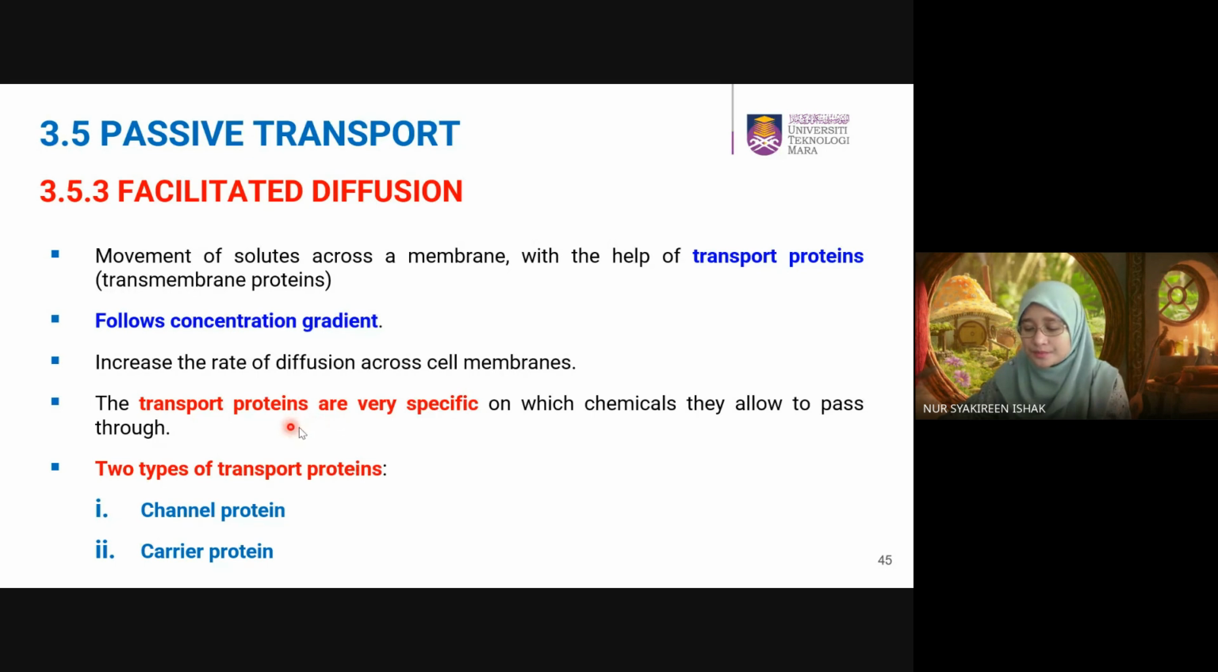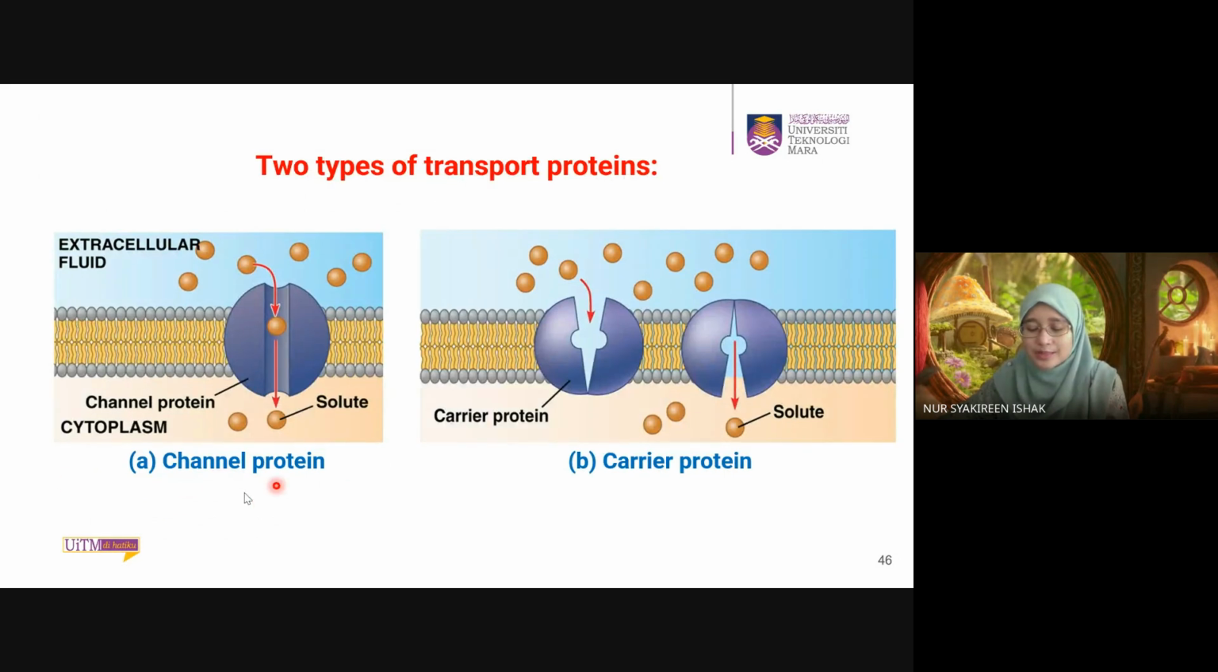There are two types of transport protein, channel proteins and also carrier proteins. This is channel proteins. As you can see, it has channels. The types of molecules that can pass through channel proteins are water and also ions. This one here is carrier proteins. Carrier proteins can transport ions and also polar molecules. As you can see, it has a binding site for the solute to bind.